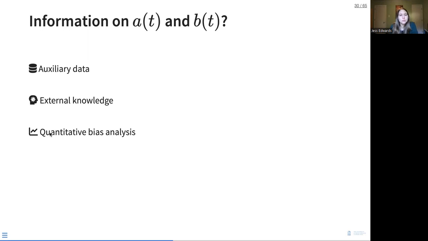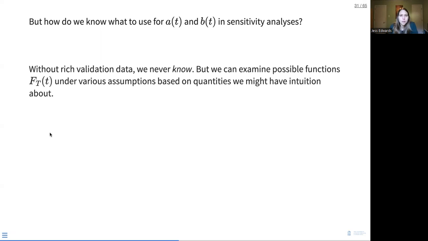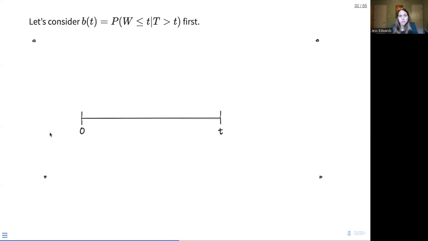Or we could do some sort of quantitative bias analysis where you look at, well, how would the cumulative incidence or the risk function have changed under various assumptions about these things? But even if we're using expert knowledge or doing a quantitative bias analysis, how do we specify these kind of complicated functions? Without rich validation data, we can't estimate them, but we can look at what they might look like under various assumptions about quantities we might have intuition about.